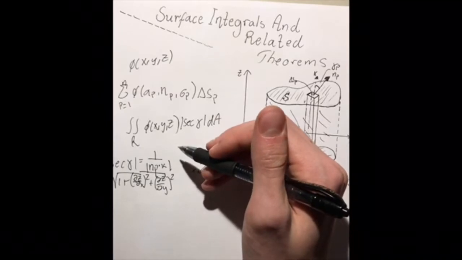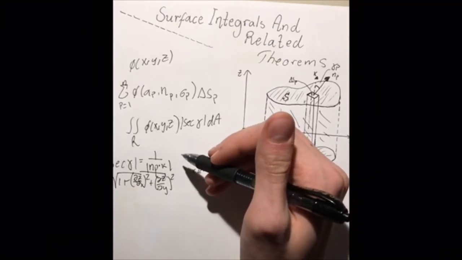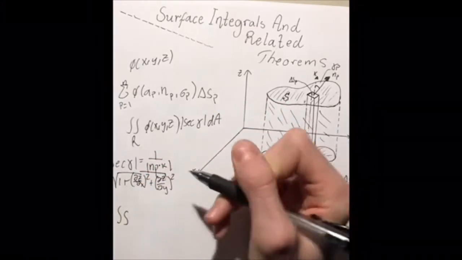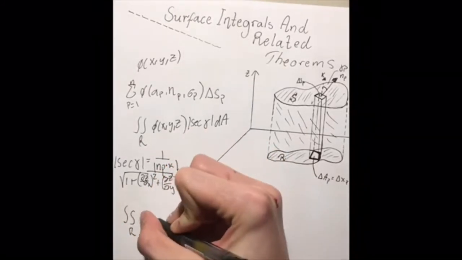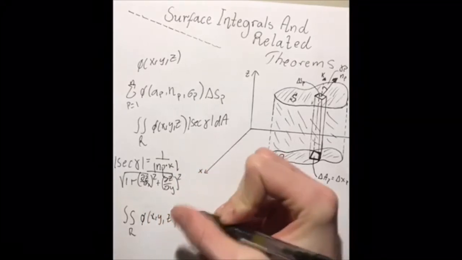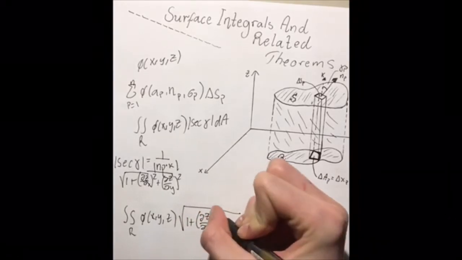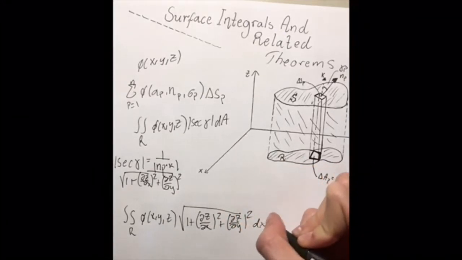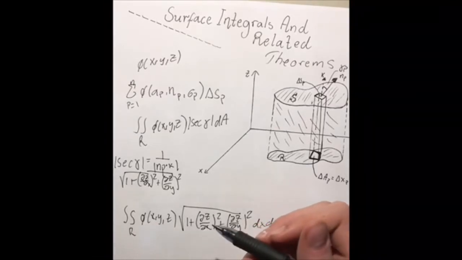Then, assuming that z is equal to f of x and y, and that it has continuous or sectionally continuous derivatives in R, it can be written in rectangular form as the double integral, I hope you can see, the double integral over R of phi of x, y, and z times the square root of 1 plus the partial derivative of z with respect to x squared plus the partial derivative of z with respect to y squared dx dy. That's just dA.